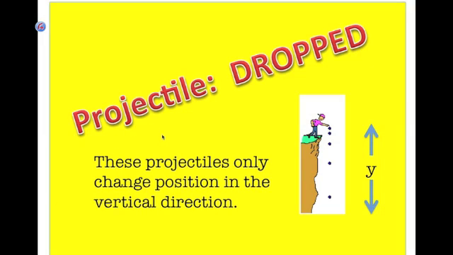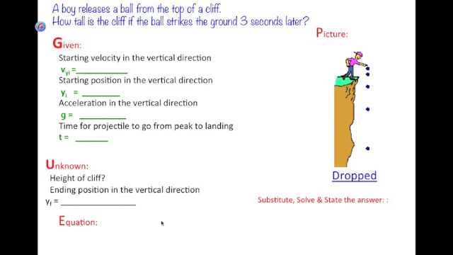Welcome, ladies and gentlemen. We're going to examine projectile motion from the point of view of projectiles that are dropped. So those are projectiles that are changing position in the vertical direction only. You should have a piece of paper that looks like this. Make sure you have this sheet in front of you so you can follow along.